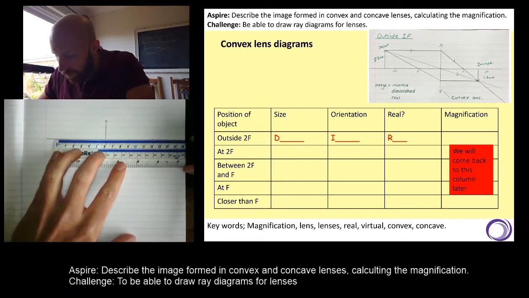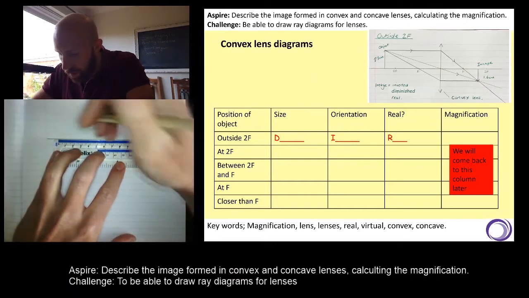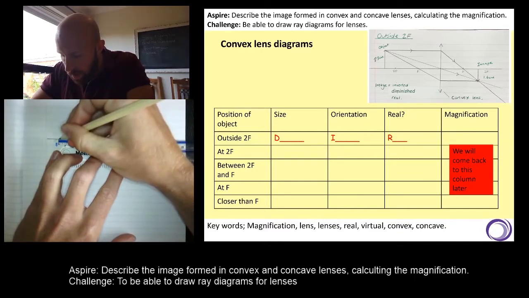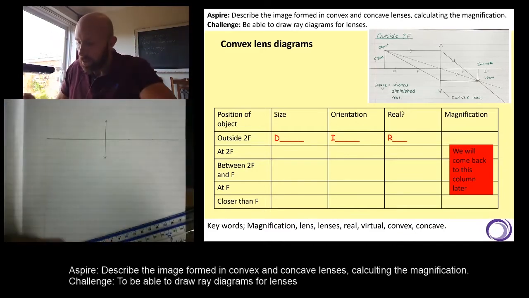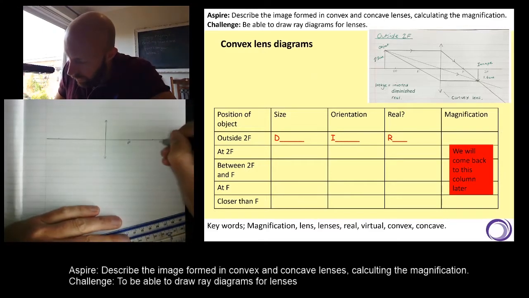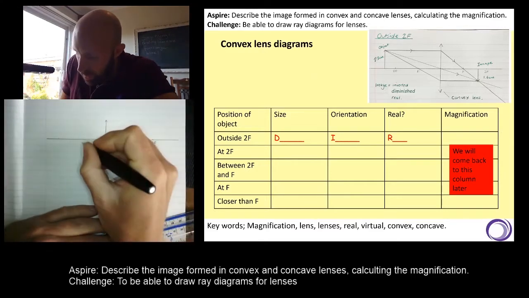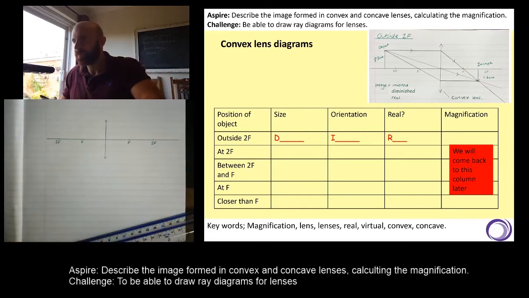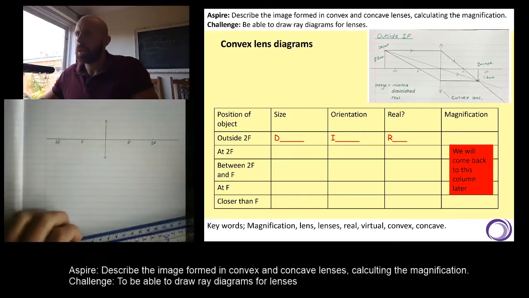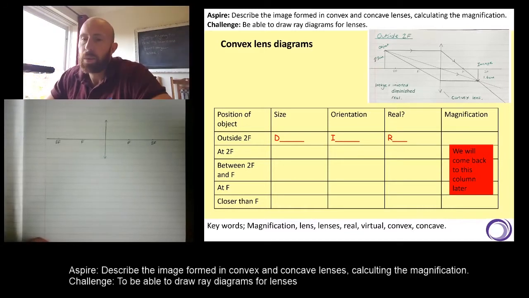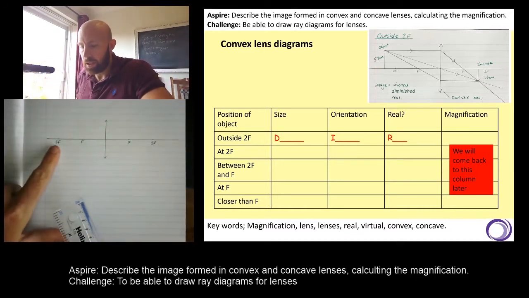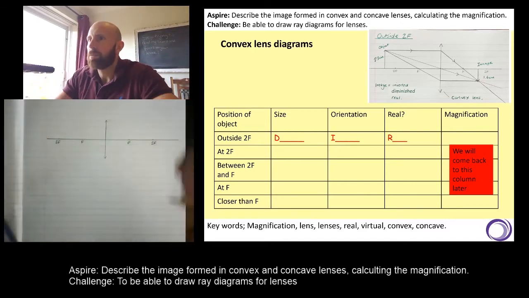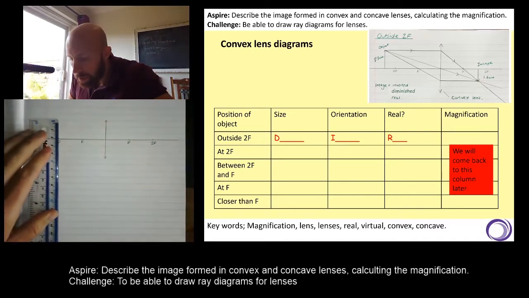Again, on this side. So 3 and 6. Label those. F, 2F, F, 2F. So our image now needs to be at 2F. So dead on this line. And we're going to make it nice and easy, nice easy numbers. We'll have a 2 centimeter image.